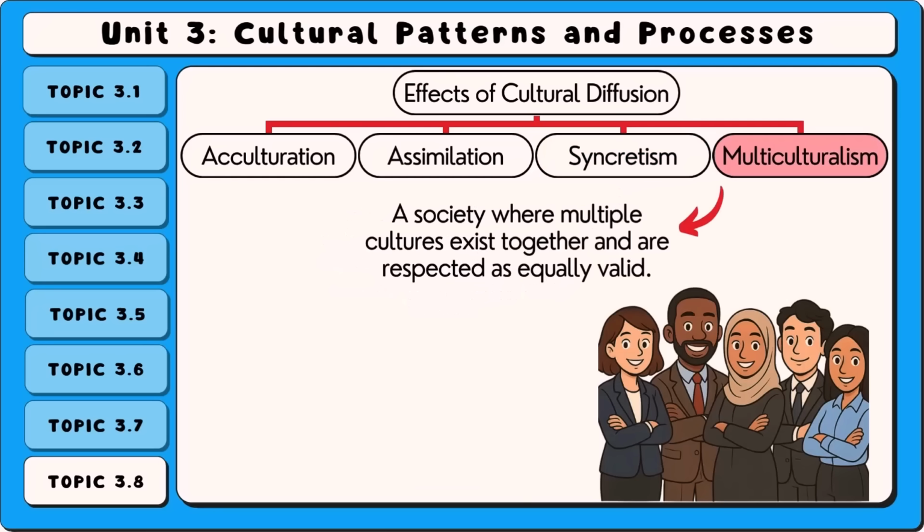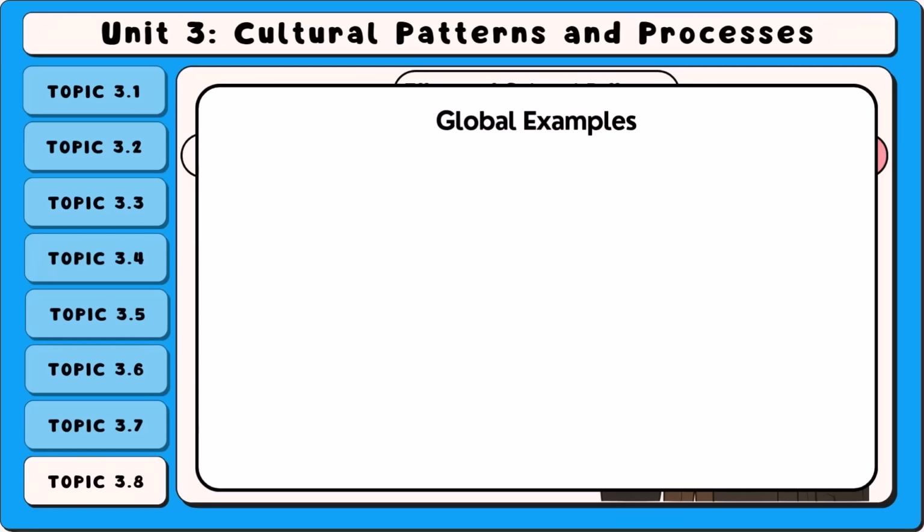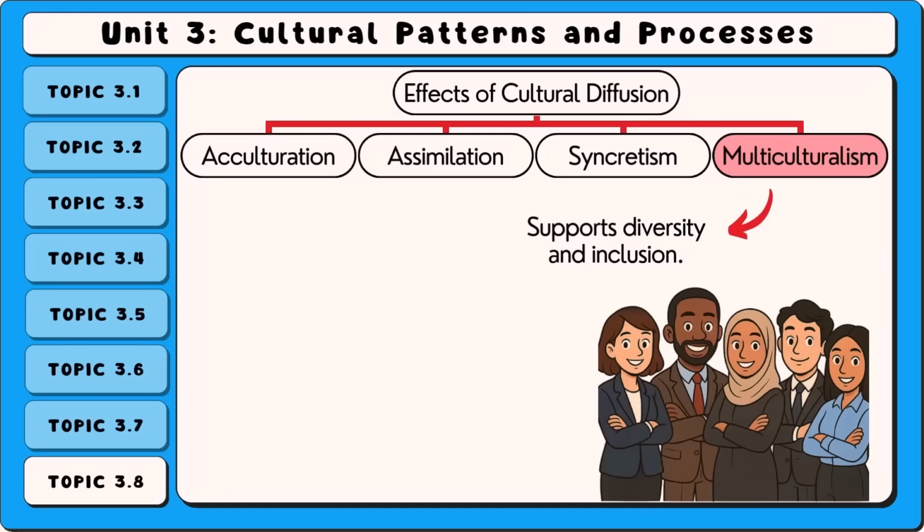Multiculturalism refers to a society where multiple cultures exist together and are respected as equally valid. In multicultural societies, people are encouraged to keep their cultural traditions while participating in the larger society. This can be seen in cities like Toronto or London, where many ethnic neighborhoods exist side by side, each with its own language, food, and customs. Multiculturalism supports diversity and inclusion, and it is often promoted through policies, education, and public celebrations of different cultures.